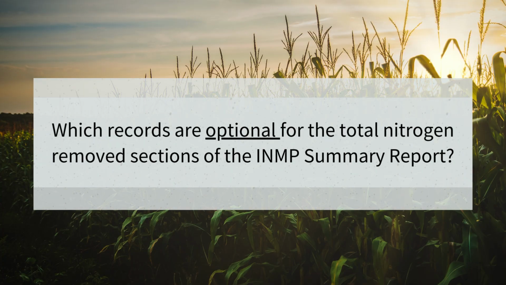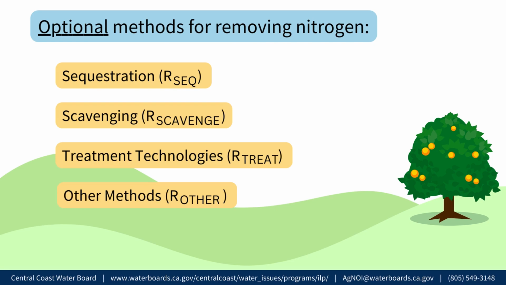Which records are optional for the total nitrogen removed sections of the INMP Summary Report? Optional but encouraged methods that growers can implement to remove nitrogen from the field include sequestration, or RSEC, in woody materials of permanent or semi-permanent crops like fruit trees or raspberry canes, scavenging materials, or Scavenge, like cover crops, high carbon amendments, or high carbon woody materials, treatment technologies, or treat, like bioreactors or wetlands, and other removal methods that haven't been developed yet, or are other.